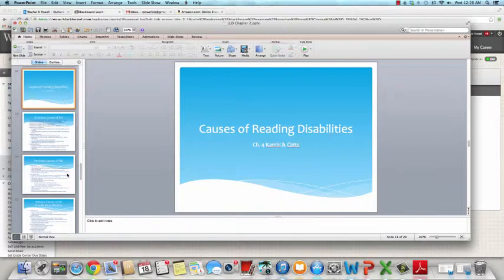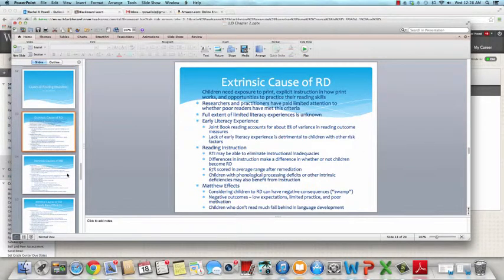So let's go into the causes of reading disabilities. We know now how it develops. So what causes the development to go off track? The book discusses briefly extrinsic causes of reading disabilities. And we know a true reading disability is not going to have an extrinsic cause, an exterior cause. It's going to be intrinsic.